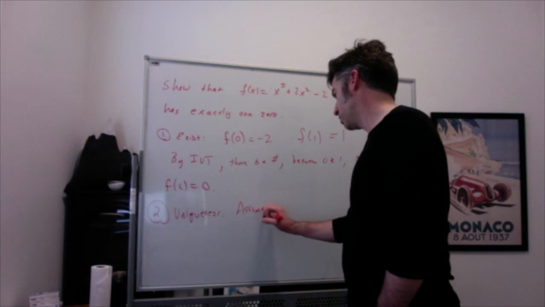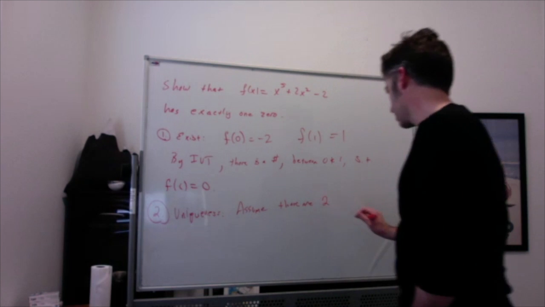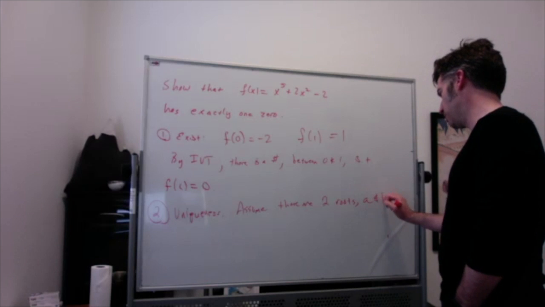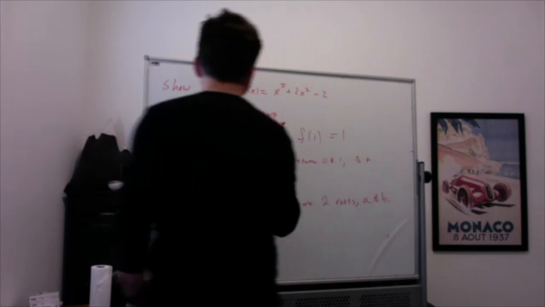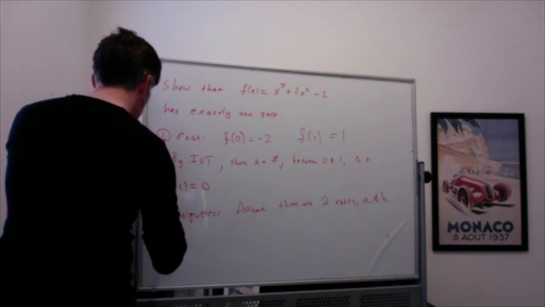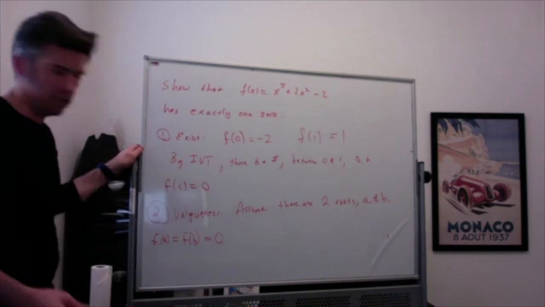Assume there are two zeros, or two roots, whatever you want to call them. Let's call them A and B, which is fairly standard. And then here's the thing. If A and B are both roots, then we know that f of A is equal to f of B is equal to 0 in this particular case.